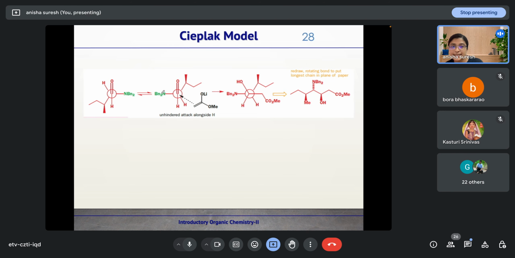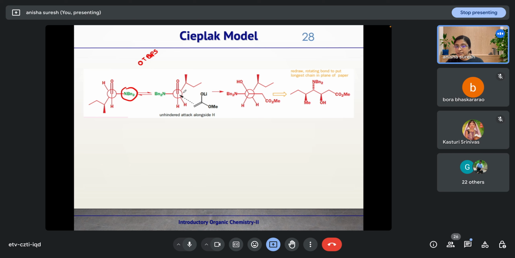So we can see the mechanism. This is one of the model examples of how the mechanism takes place. So instead of NBn2, we have OTBDPS. It could be drawn in this fashion according to the Newman projection. When we rotate it, we will get this NBn2. We should bring it perpendicular to that of the carbonyl group.